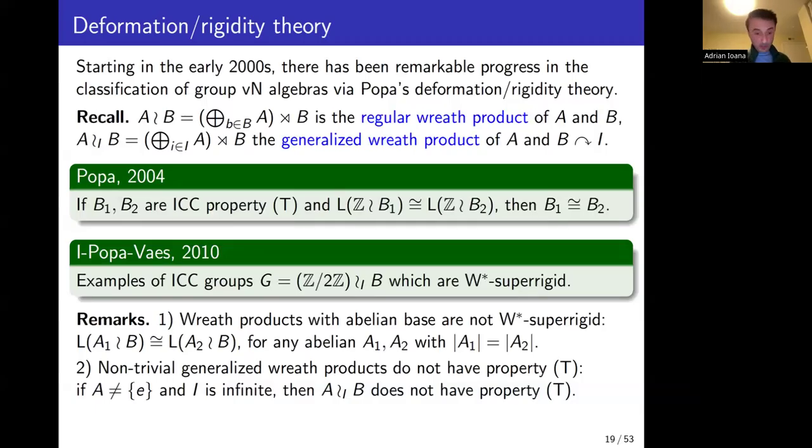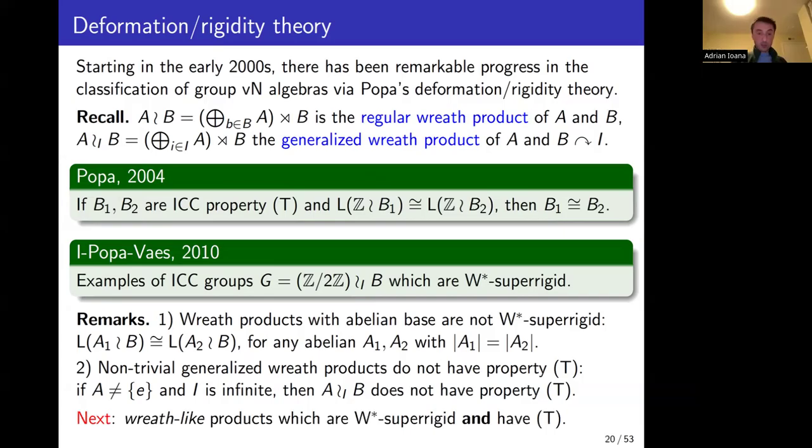So the rest of my talk, or the next part of my talk at least, will be about certain groups that are relatives of wreath products. We call them wreath-like products, which, unlike wreath products, are W* superrigid and have property T. But these will be groups that have a certain algebra.